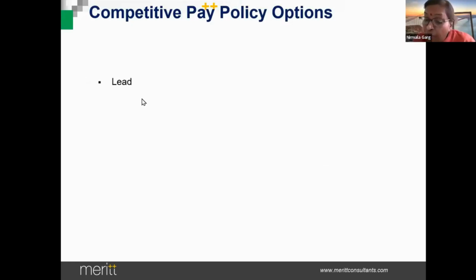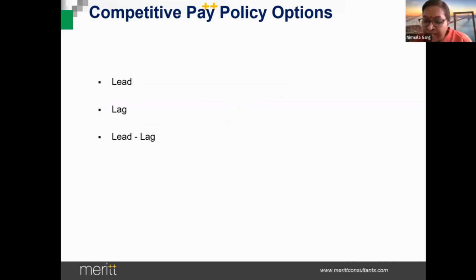Now, after we collect data, then we will say, hey, where do I want to position? That will be my compensation philosophy. What does it mean? Do I want to really lead? Do I want to lag? Or do I want to be on par? So we talked about three kinds of positions which organizations take depending on the market data. What is that? Lead, lag, and on par.